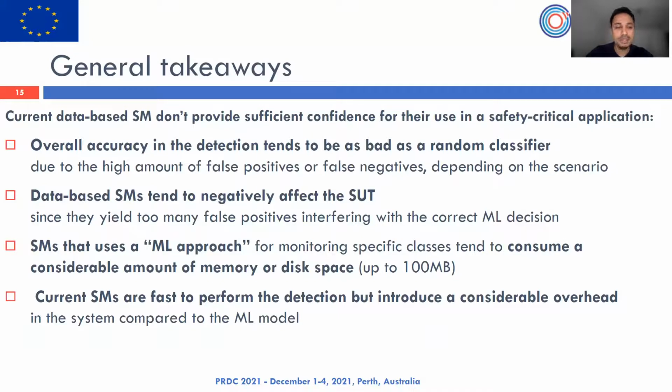So the general takeaways: data-based safety monitors don't provide sufficient confidence for use in a safety critical application. A lot of false positives or false negatives, depending on the out of distribution data, affect negatively the system they test. They use an approach very near to machine learning, and it sometimes consumes a lot of memory, and it induces a lot of overhead in the system as well.